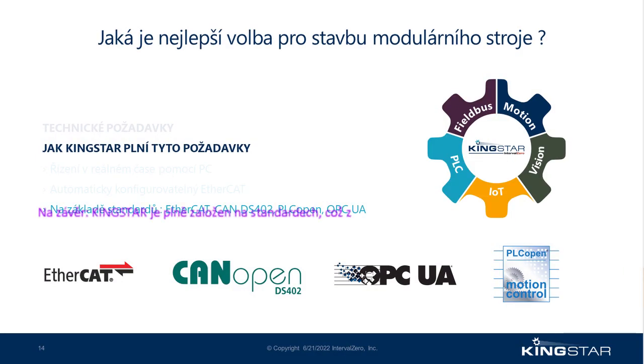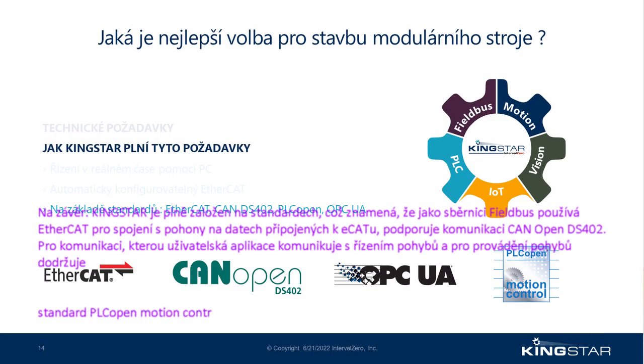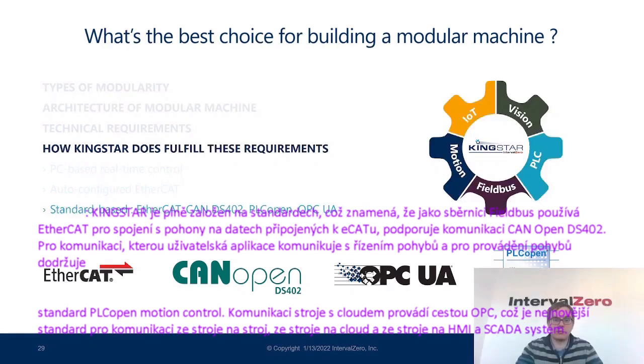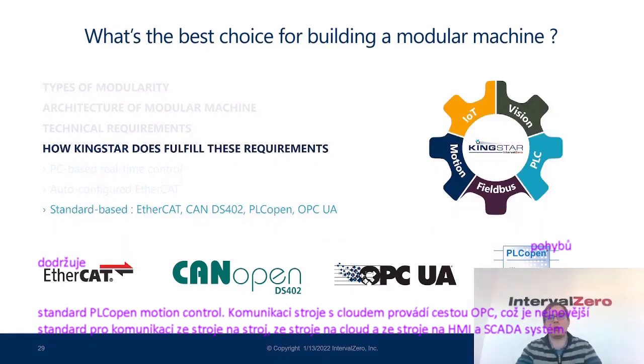Then we are fully standard-based, which means for the field bus, we use EtherCAT. To connect with the drives that are connected to EtherCAT, we follow the CANopen DS402 communication. Then, for the communication on how the user application interacts with our motion control, it is following the PLCopen motion control standard in terms of how the moves are done. And then for the communication with the cloud or with the machine, we also provide OPC UA, which is the newest standard for communication from machine to machine, machine to cloud, machine to HMI, and SCADA.